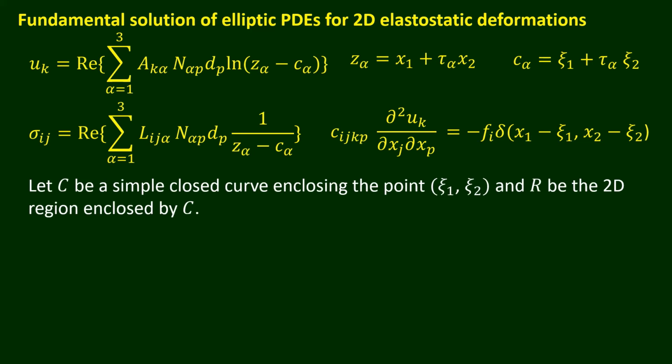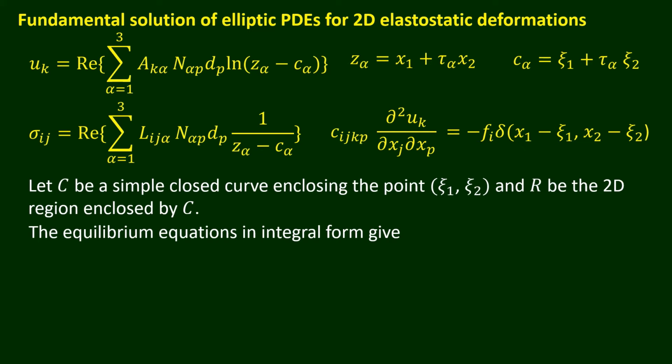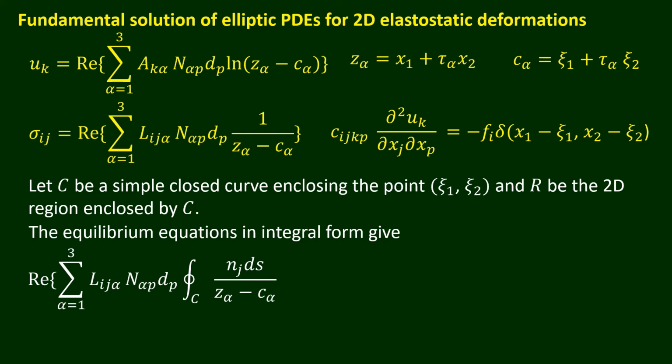Let C be a simple closed curve enclosing the point (ψ1, ψ2), and R be the two-dimensional region enclosed by C. The equilibrium equations in integral form give the real part of the sum, α equals 1 to 3, L_ijα N_αp d_p, line integral over C of n_j ds over (z_α − c_α), equals minus f_i double integral over R of δ(x1 − ψ1, x2 − ψ2) dA, which simplifies to minus f_i.